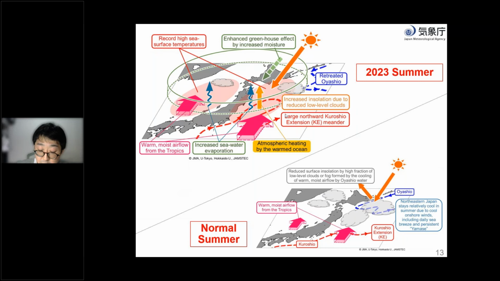In a normal summer, northeastern Japan stays relatively cool due to cool onshore winds, including the daily sea breeze, and the reduced surface insolation by a high fraction of low-level clouds or fog formed by the cooling of warm and moist air over the Kuroshio water. But in the extremely hot summer of 2023, the strongest warm anomaly was observed in northern Japan, where the surrounding ocean also underwent an unprecedented marine heat wave.